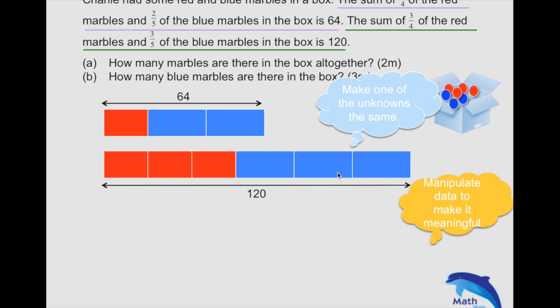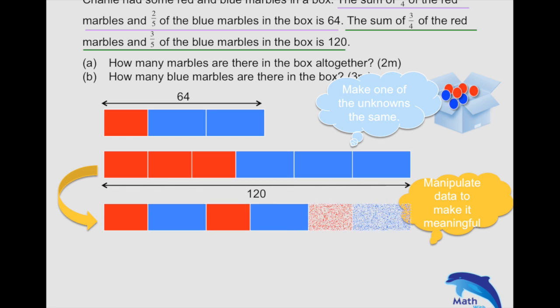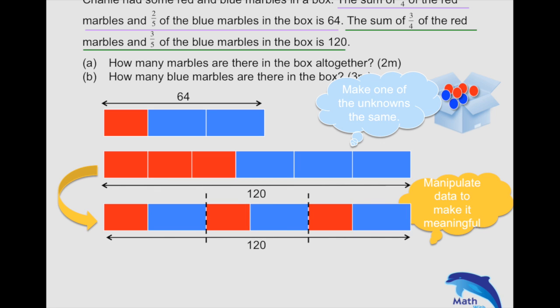Because 3 and 3, I can actually split into 3 groups. So each group will have 1 red and 1 blue, and then 1 red, 1 blue. So I have 3 groups. 1 group will give me 120 divided by 3, which is 40. So 1 red and 1 blue is actually 40.